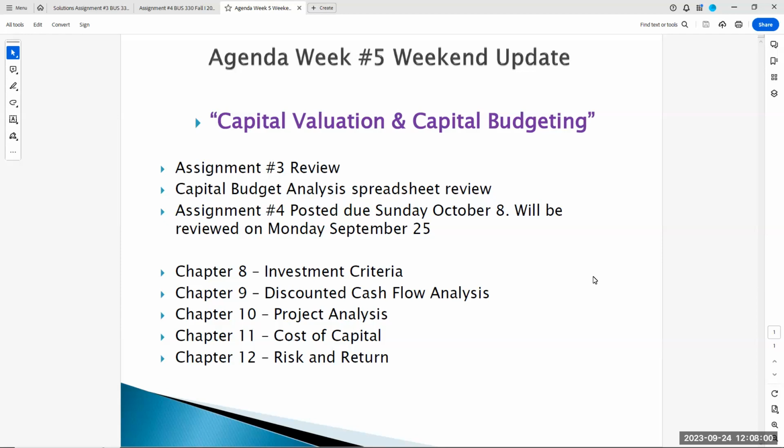We will also review that capital budget analysis spreadsheet that I gave you in the beginning of the week to see if you could put it together. I will review that step by step because you'll be doing something very similar to that in Assignment 4.